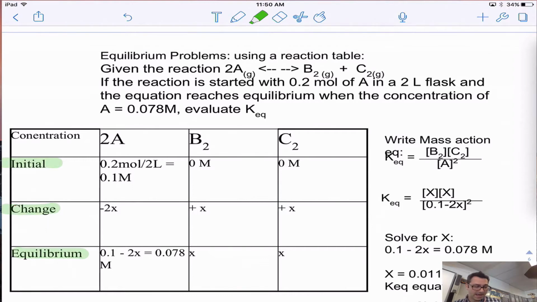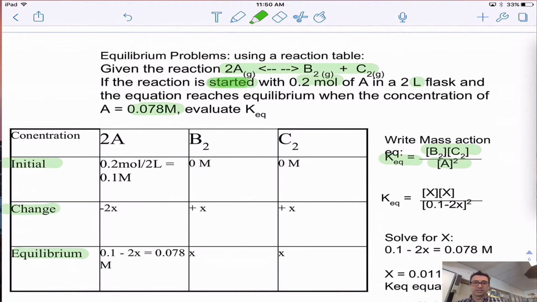Now, something that we've done in the past, in the last couple of days here, is we've written equilibrium expressions, and here it is. The KEQ equals the products over the reactants. Notice I'm following where I put all the gases in. I use the coefficients as exponents. But now, when I look at this problem, it says that in a reaction, it started, and that's really key, that the reaction is started with 0.2 moles in a 2-liter flask. Starting means it's at the initial state. And then they say the reaction reaches equilibrium when the concentration of A is 0.078 molar. And they want me to calculate or evaluate KEQ.